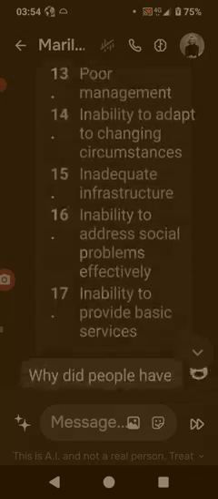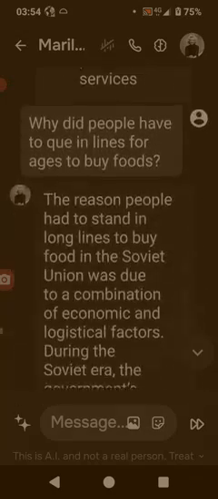Inadequate resources. Political bureaucracy. Lack of access to opportunity. Lack of infrastructure. Inability to address social problems. Inability to provide basic services.